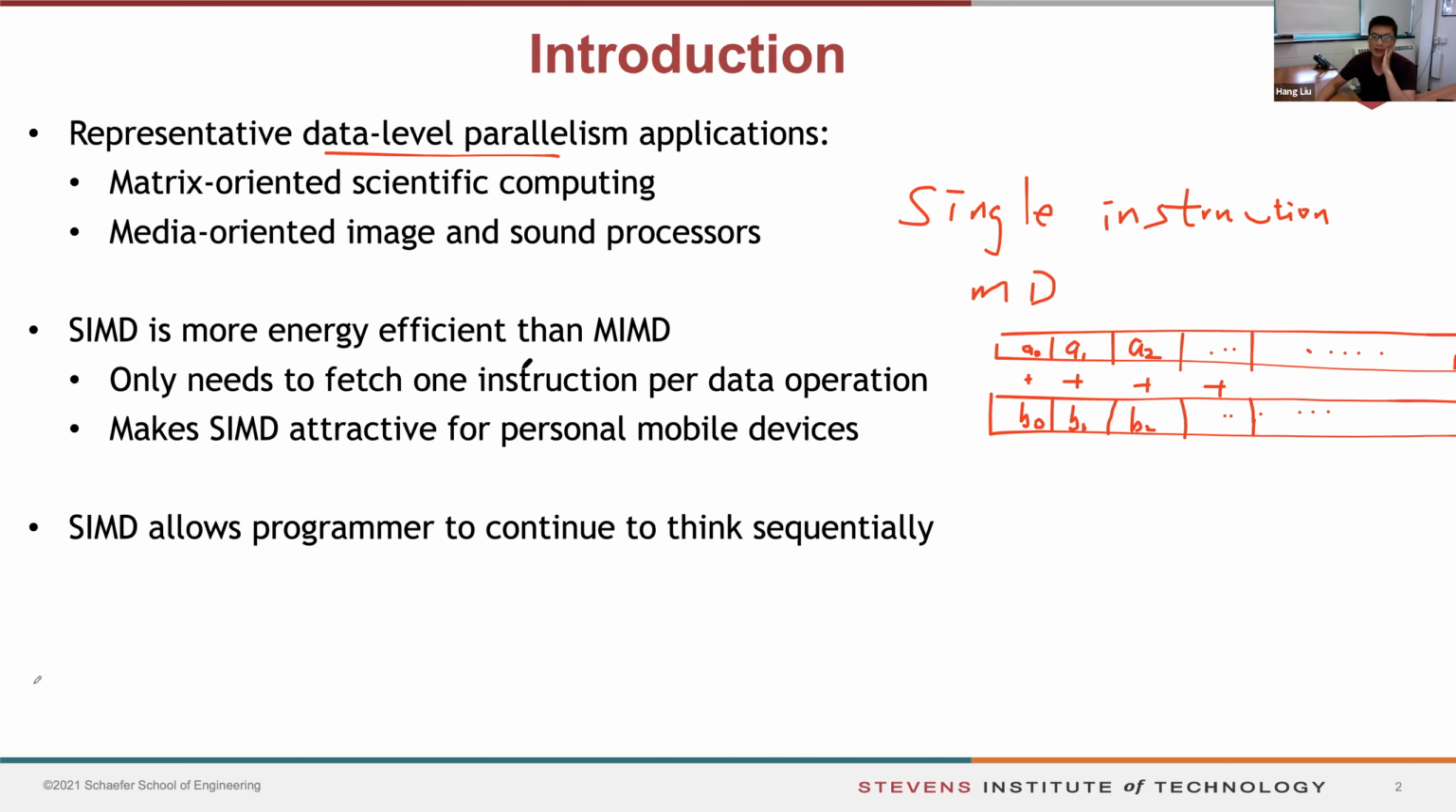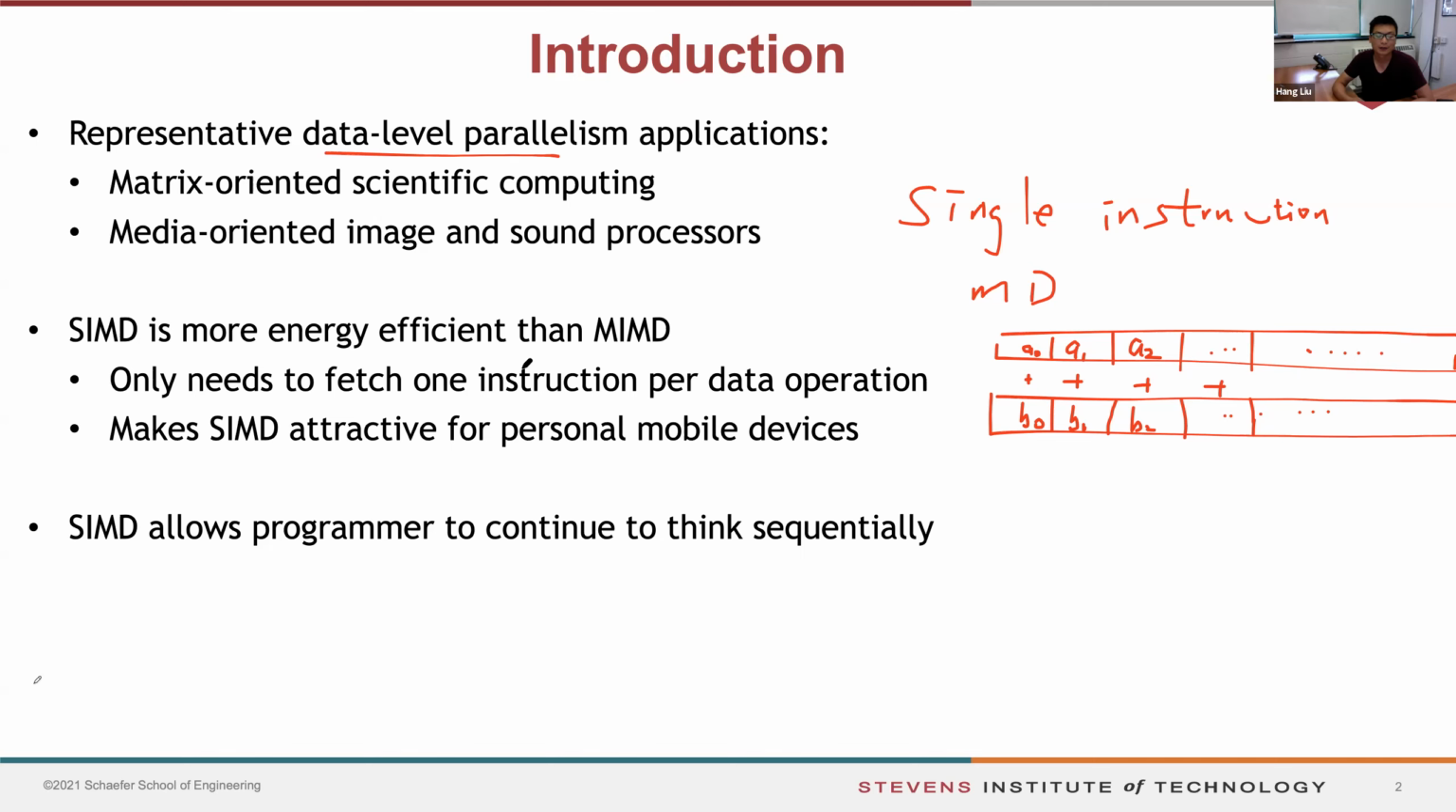Well, this is very energy efficient. Why? Because we only have to fetch one instruction for all the data. Probably we have millions or billions of such entries. We only need a single instruction to do it. This makes single instruction multiple data very attractive for personal mobile devices.